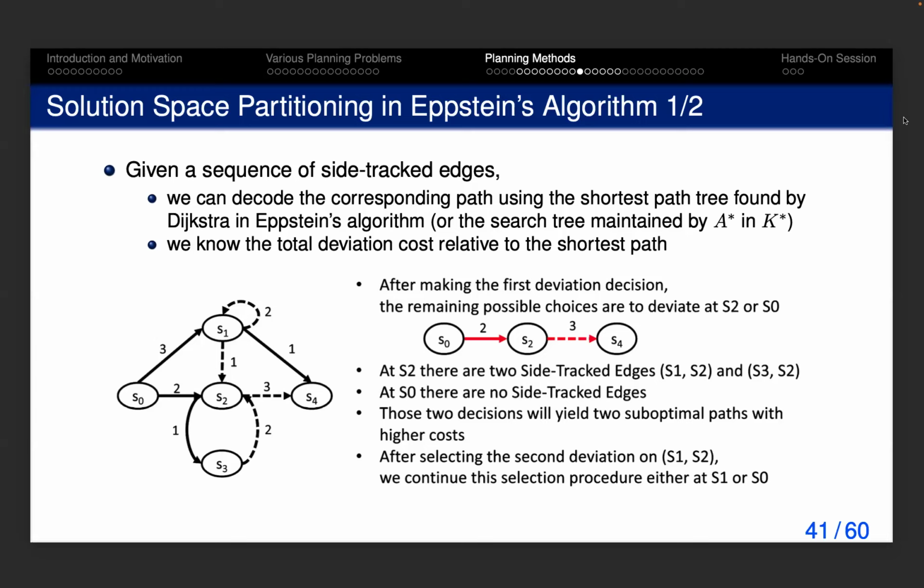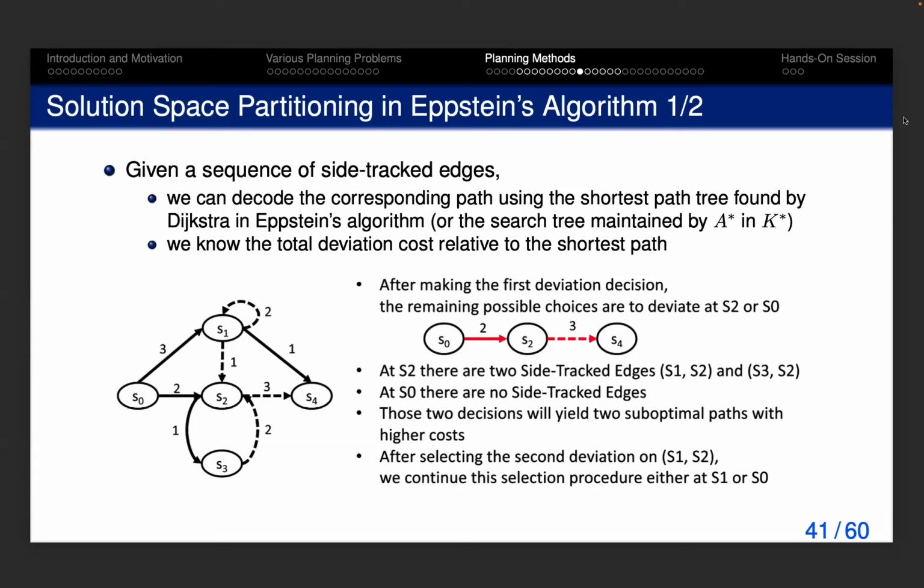So let's say we made a first deviation decision at this terminal node. Then this was the suboptimal path that you chose. And then the remaining choice to deviate is going to be here or there, as mentioned. Here, there are two sidetrack edges, one coming down and one coming up, and in this particular example, there are no sidetrack edges over here. So the possible next decision is you could deviate here or there, depending on which will give you a higher deviation cost.